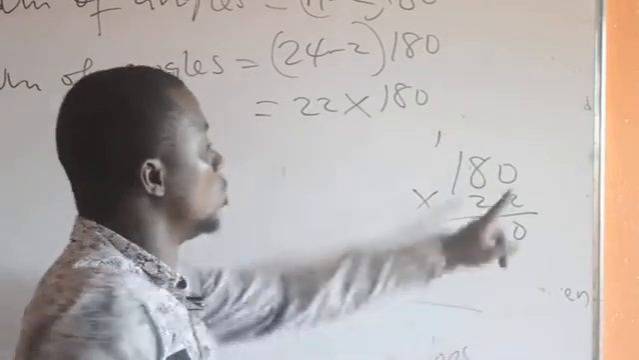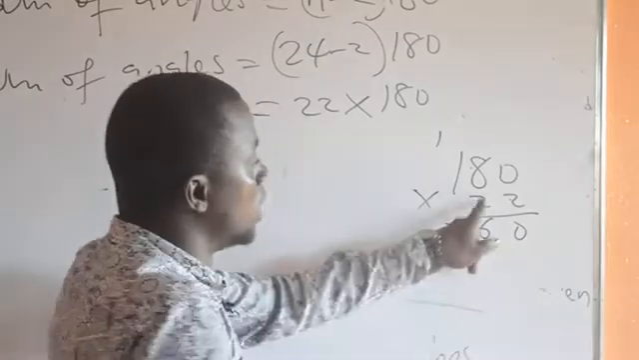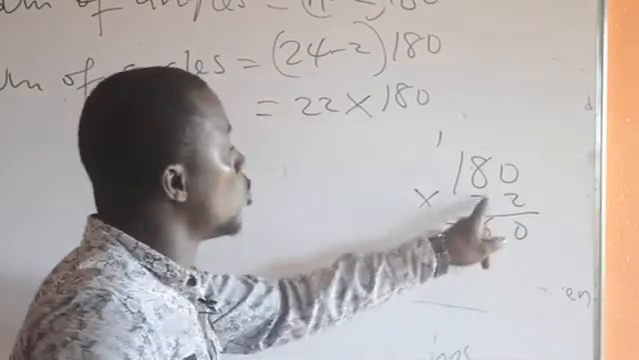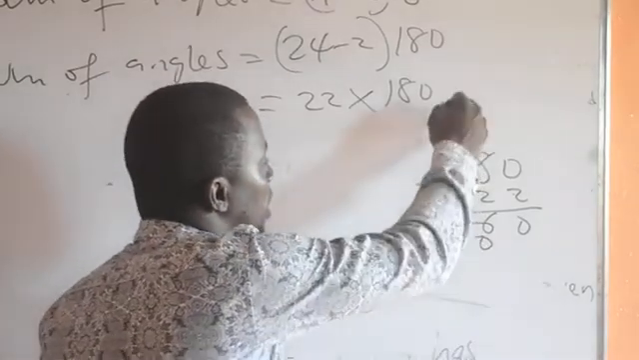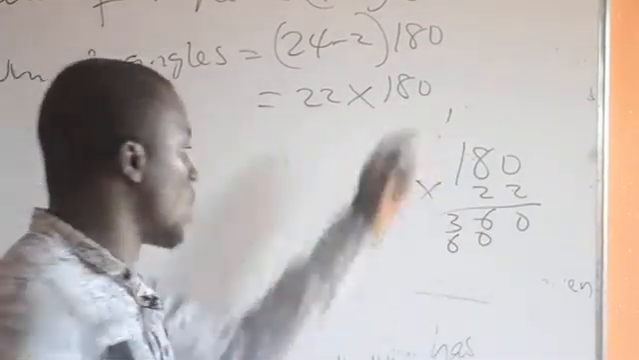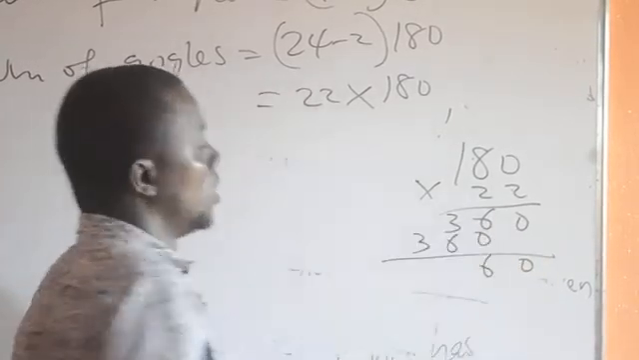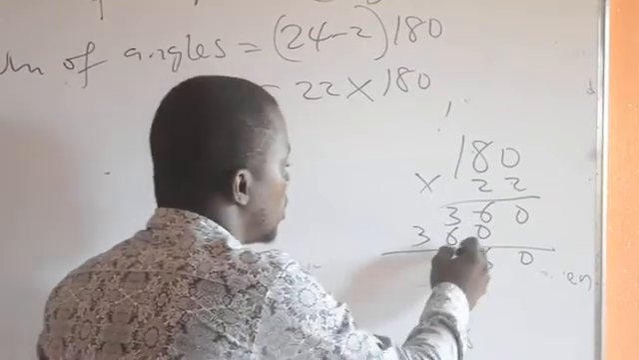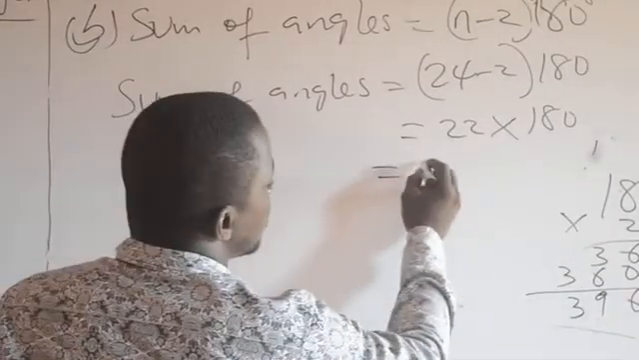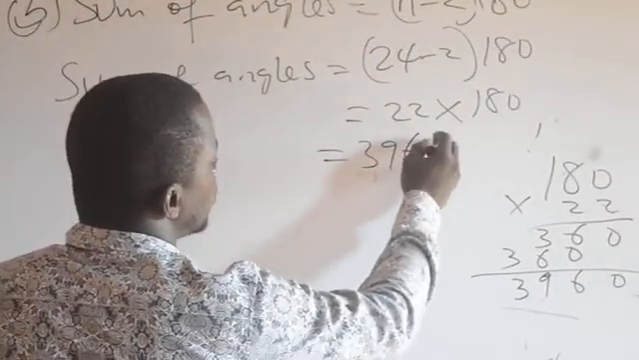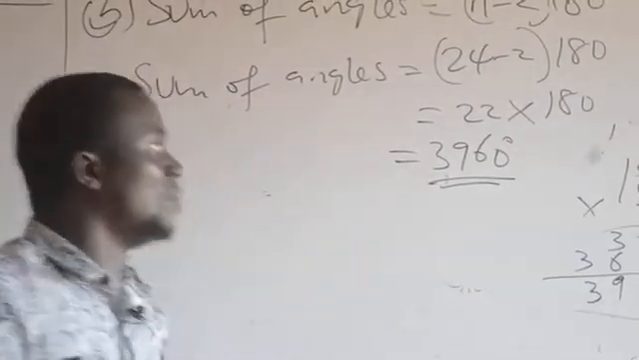Carry on. Bring it here. 2 times 1 is what? 2. Plus that one gives you what? 3. Then 2 times 0 is 0. 2 times 8 is 16. You write down what? 6. Bring down 1 here. Then 2 times 1, 2. Plus that one is 3. You now add up. You have 0, 6. 3 plus 6. You have what? 9, 3. So your answer is now what? 3960 degree. Why is it in degree? Because it is what? Sum of interior what? Angles.